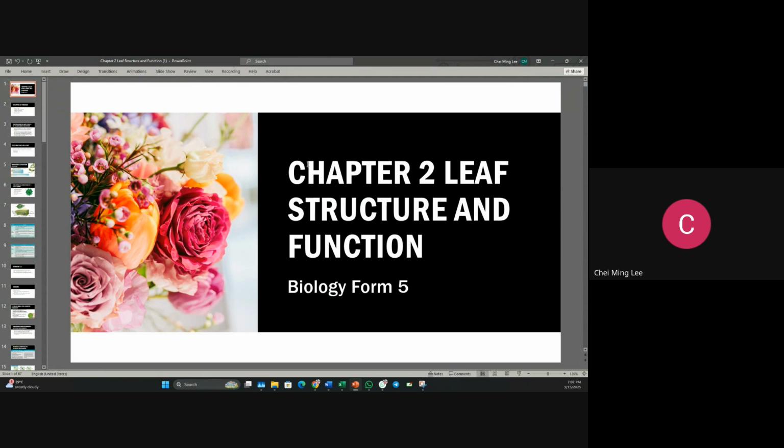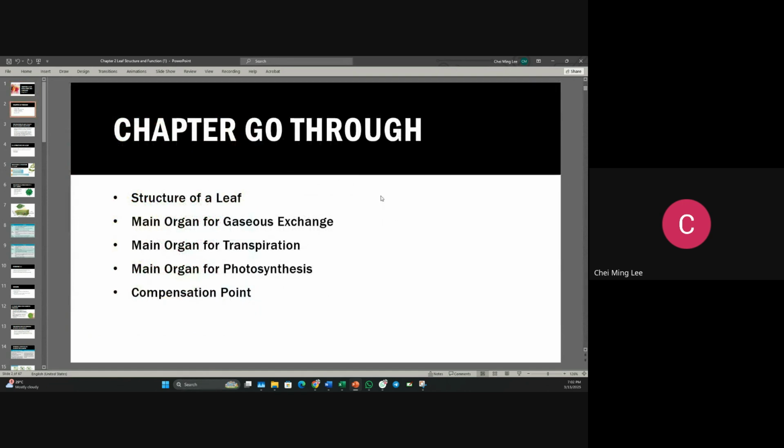Okay, thank you. So chapter 2, leaf structure and function. This is among the important ones as well, if it comes out in the exam. In this chapter we will learn about the structure of the leaf, the main organ for gaseous exchange, transpiration, photosynthesis and the compensation point. The important ones should be photosynthesis and transpiration as well.